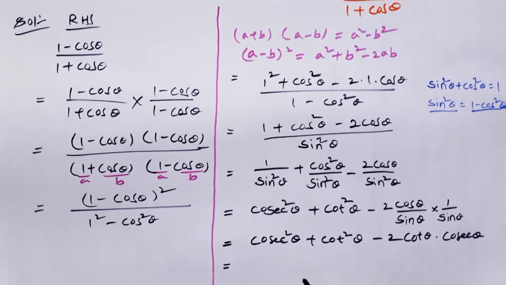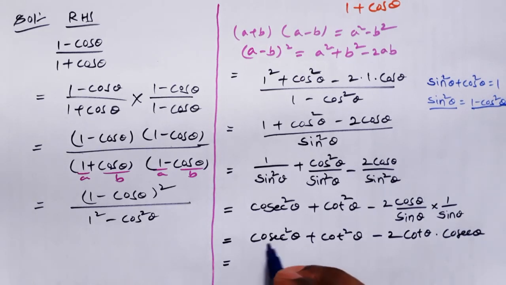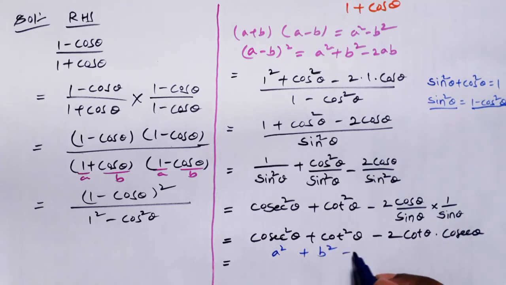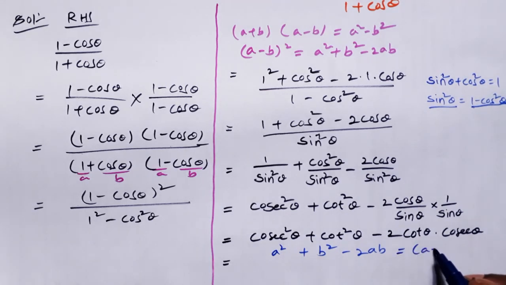Now whatever answer we got, that is looking like some formula. What is this formula? It is looking like a square plus b square minus 2ab. A square plus b square minus 2ab. A means what? Cosecant. B means what? Cot theta. Minus 2 is there. A cot theta, B cosecant theta, like that. So this answer is what? A minus B whole square.